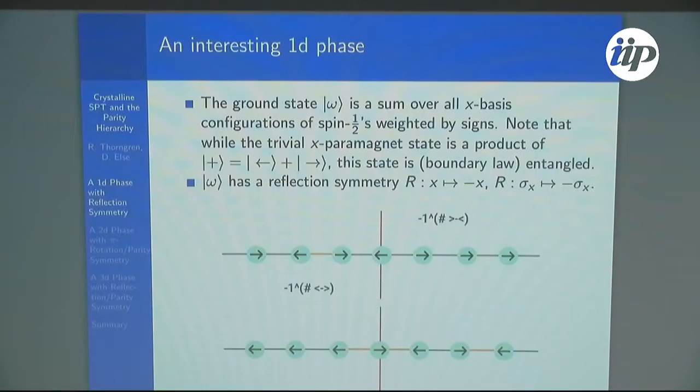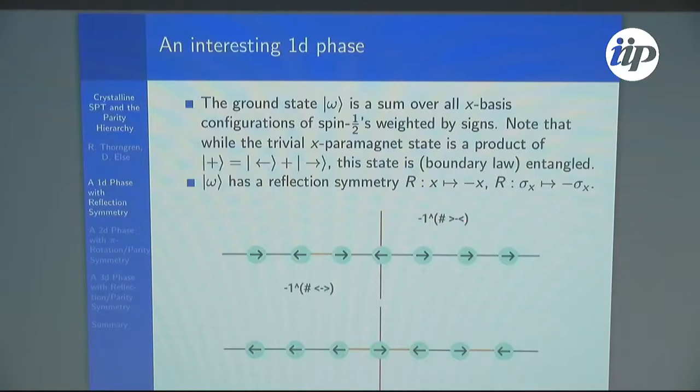We begin with this curious one-dimensional phase. This phase is a kind of non-trivial paramagnet, so its ground state is a sum over all spin configurations. I've denoted the spins in this classical X basis, either right or left. There are these green sites. There's a reflection center here in the middle, which reverses the directions of all the arrows, and also exchanges the sites with each other across the reflection plane. It's the ordinary reflection symmetry you would guess.